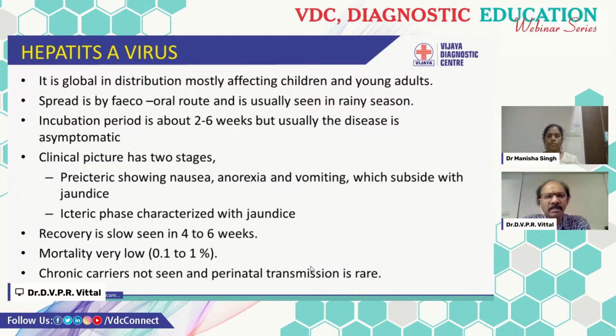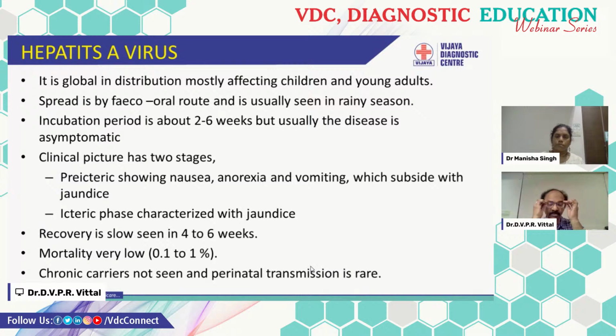But in around 5% of cases, overt disease may be seen, and the clinical picture has 2 stages. One is a pre-icteric stage, which has fever, nausea, anorexia, vomiting, etc. All these symptoms subside during the icteric phase, which is the second phase of the disease, and this phase is characterized by jaundice. After this, usually the patient recovers in 4 to 6 weeks, though the recovery appears to be a little slow.